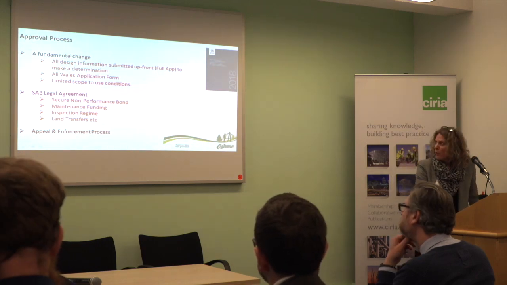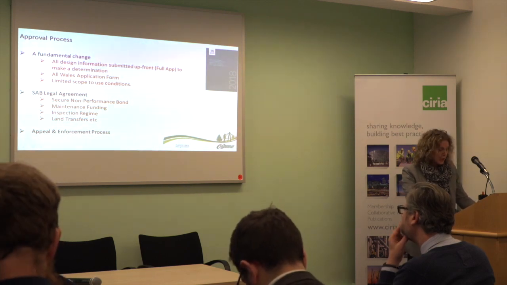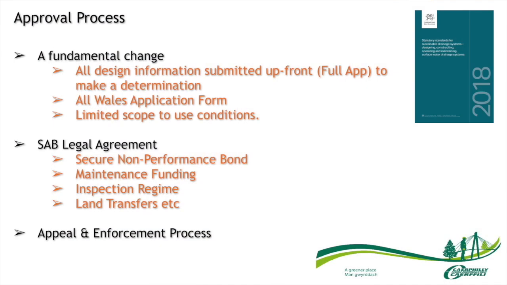There's all-Wales application forms, and Rhodri will go through that when he goes through the process. There's pre-app, full and discharge of conditions. And there's also a legal agreement that the developer and the local authorities will have to enter into. Now the process is 7 weeks, so it's quite short, so it's going to be quite fast. Or if there's an environmental impact assessment, it goes to 12 weeks. So this legal agreement needs to be filled in within that 7 weeks. And in that 7 weeks, we obviously get the order, secure the non-performance bond, the maintenance funding through commuted sums, inspection regime, and obviously the land transfer.